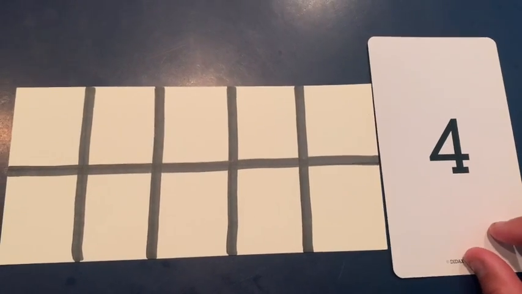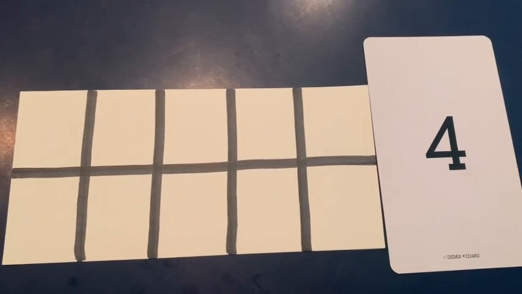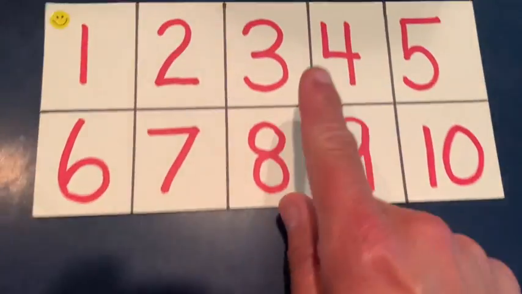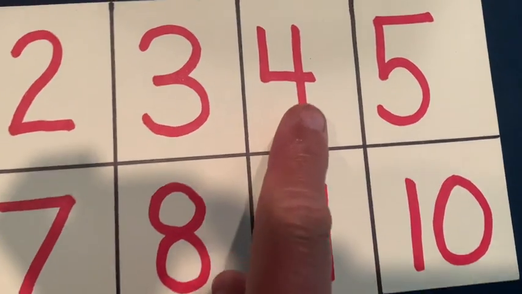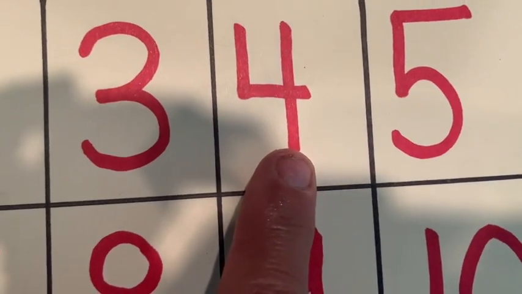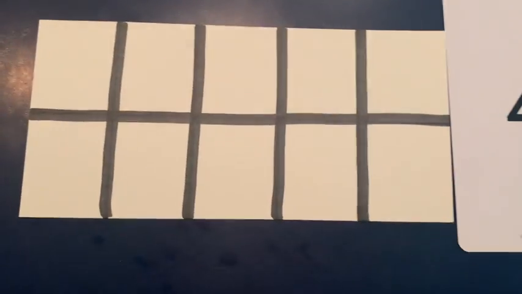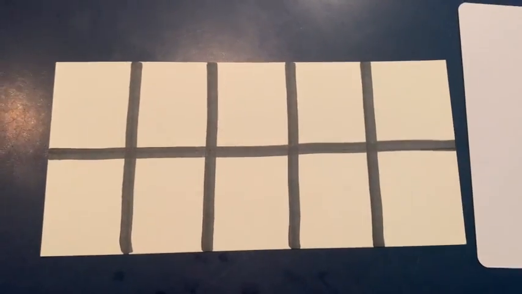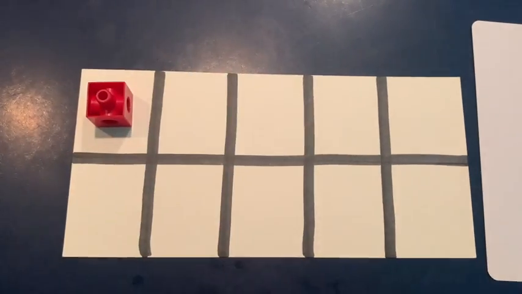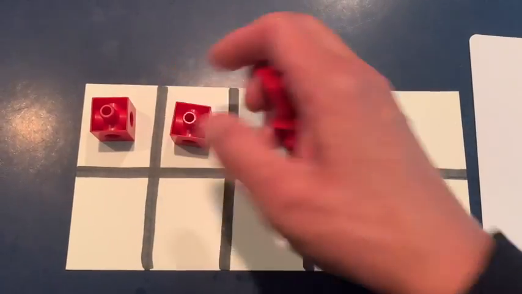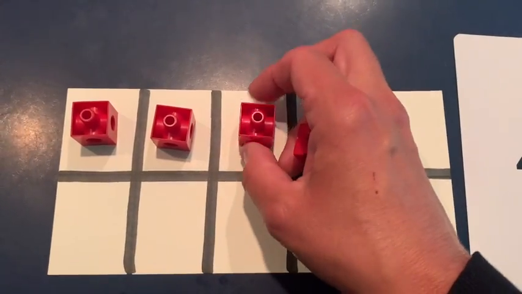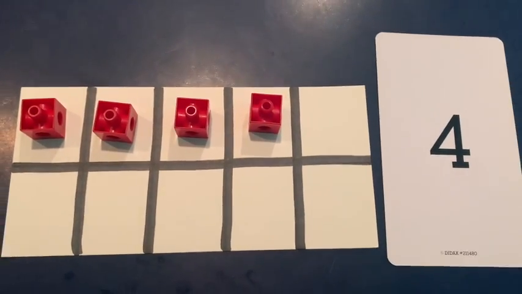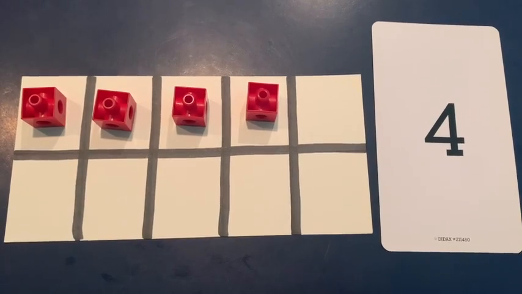Now they make their 4 on these cards a little bit differently than we make our 4. Our 4 looks like that right there. That is our 4. I'm pointing to it. So we're going to count 4. Ready? Remember where we start? Always start right here. 1, 2, 3, 4. So that's what 4 looks like on our 10 frame.